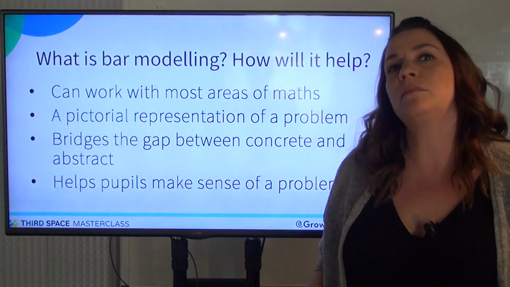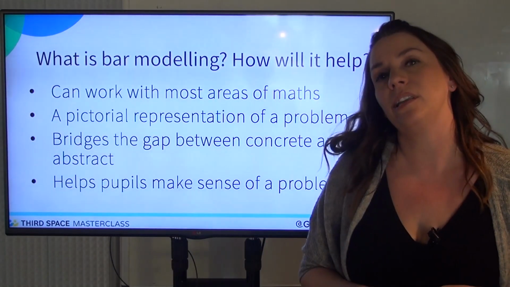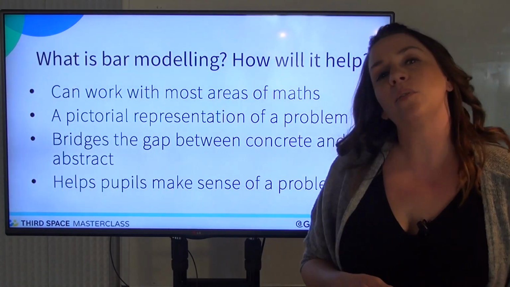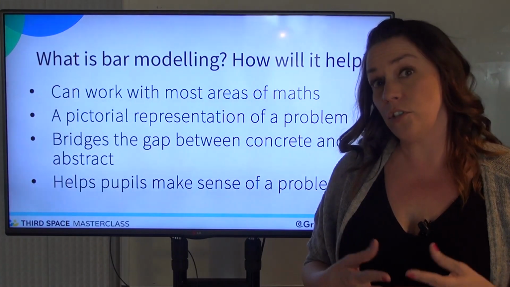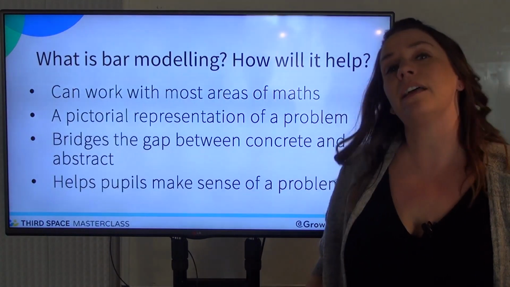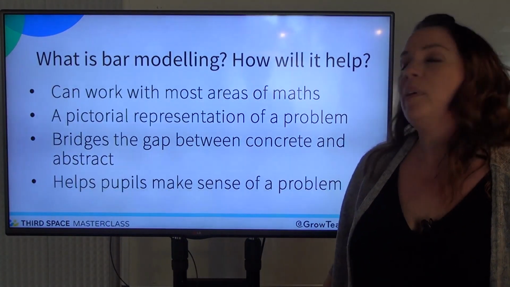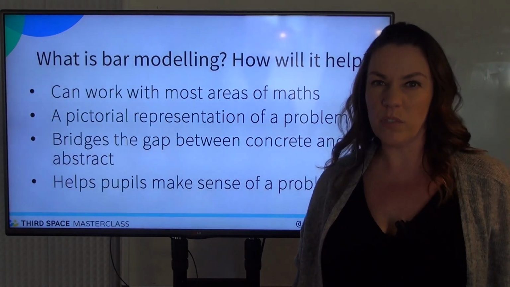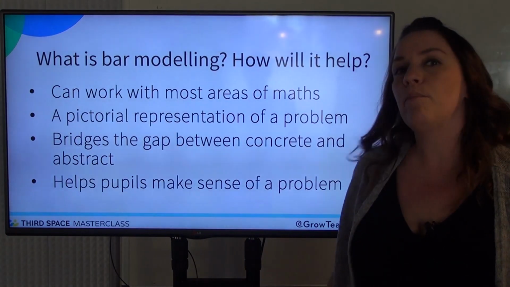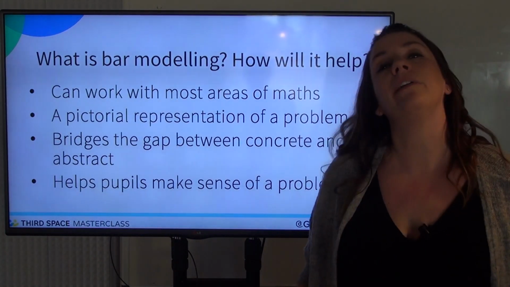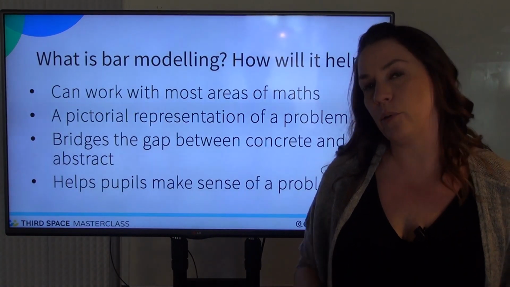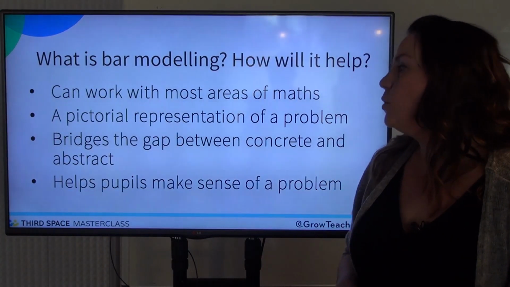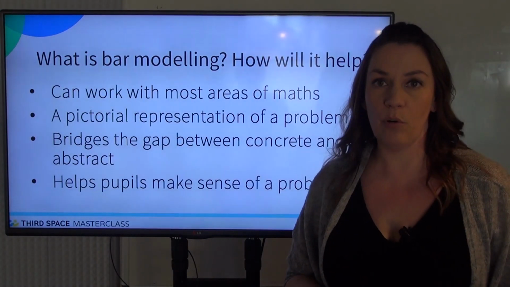So, what is bar modelling and how will it help in Year 6? Well, bar modelling is really important because for Year 6 pupils it can work with most areas of maths. It gives you a pictorial representation of a problem, and obviously in Year 6 these problems can be really tricky. It bridges the gap between the concrete and the abstract calculation that the pupils have to do. And it also helps pupils make sense of a problem.